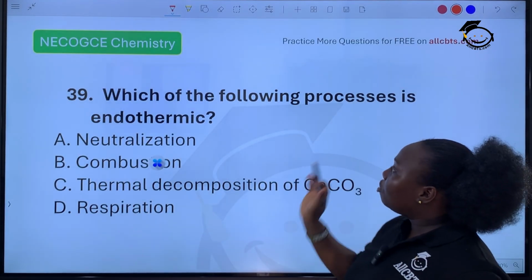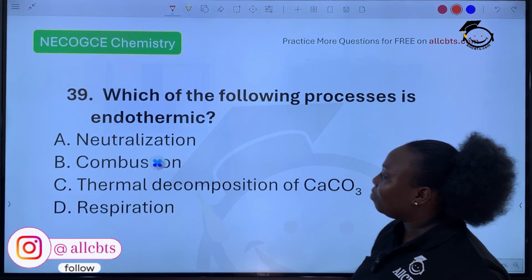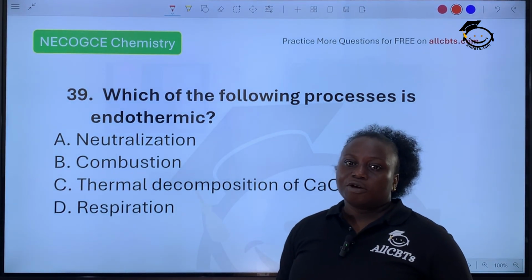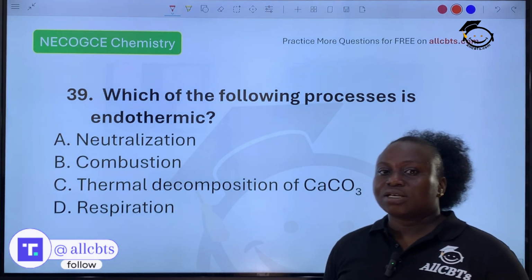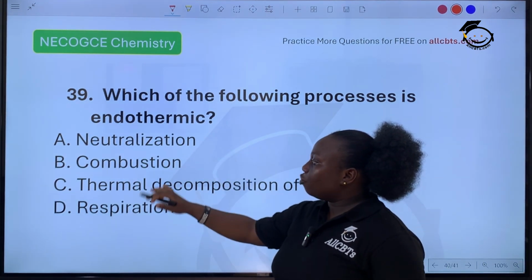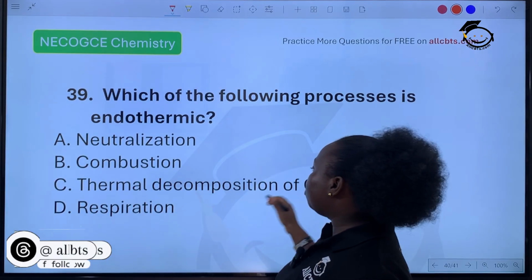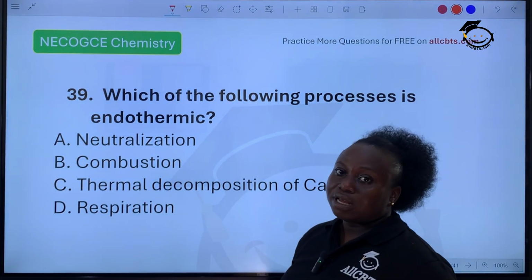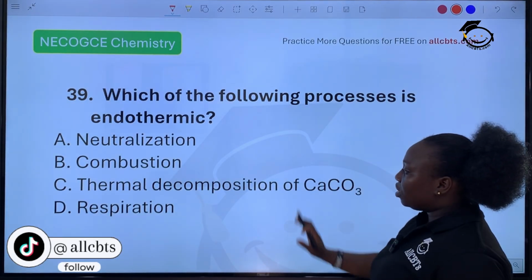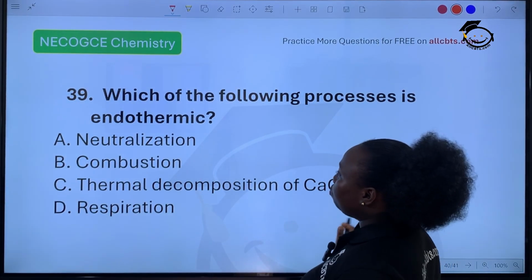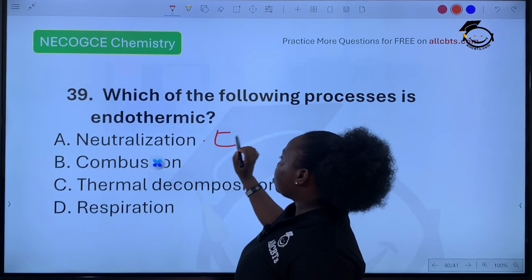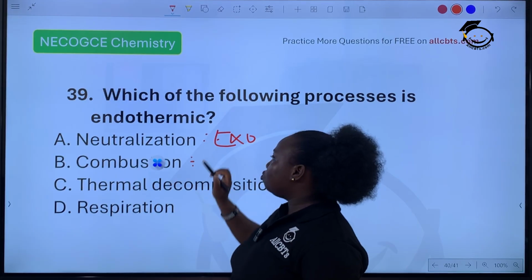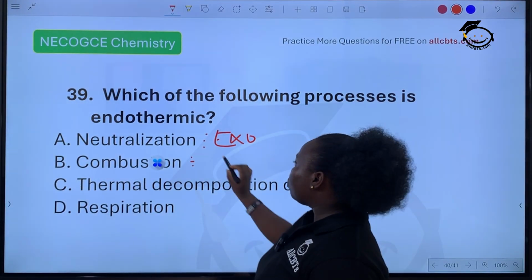Number 39, which of the following processes is endothermic? What does endothermic mean? It means that it will absorb heat, while exothermic will liberate heat. A. Neutralization, B. Combustion, C. Thermal decomposition of CaCO3, D. Respiration. The answer here is option C, the thermal decomposition of CaCO3. Why? Neutralization is exothermic, heat is always released. Combustion even has to do with heat directly, so it is exothermic.